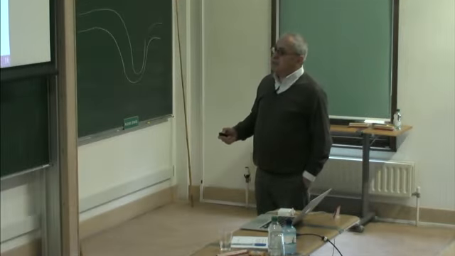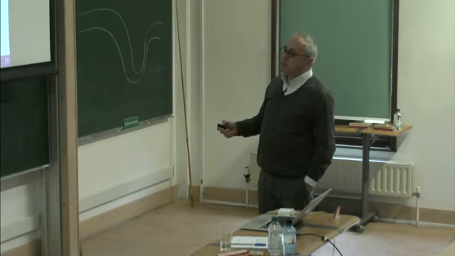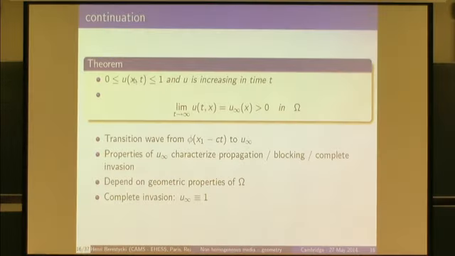We want to understand this, which I like to call a transition wave from phi of x1 minus ct to u infinity. The properties of u infinity will characterize propagation or blocking. We will also discuss the fact that it can be incomplete propagation or complete invasion, all depending on the geometry of omega. Is this assumption of the cylinder compatible with the traveling wave, compatible with Neumann data?